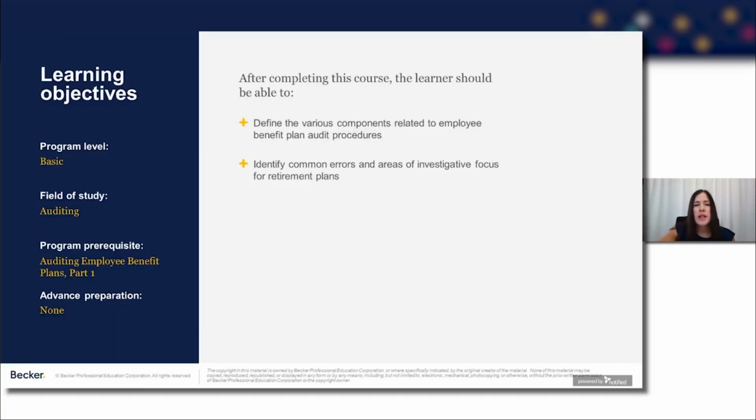So our learning objectives for our time together, by the time we finish, you should be able to define the various components related to employee benefit plan audit procedures, as well as identify some of the common errors and mistakes made by plan sponsors, as well as auditors, and also recognize the various areas that are of investigative focus by the Department of Labor.